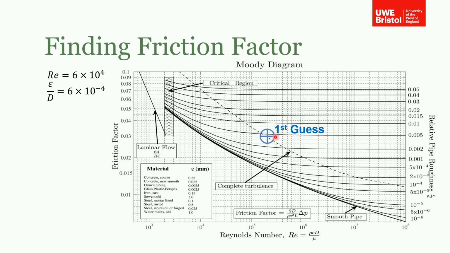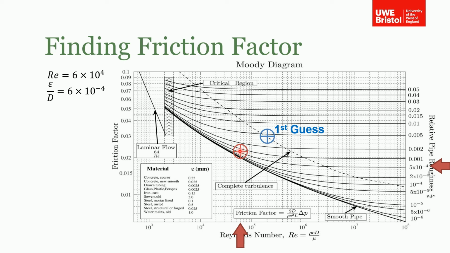Now this was our first guess on the Moody diagram here, but now plotting our second values. We worked out the Reynolds number to be 60,000, or 6 times 10 to the 4, and our relative pipe roughness. So here we are. We look at the Reynolds number and then find the relative pipe roughness. So we're following this line, and that puts us here. We've moved from our initial guess to here on the diagram.